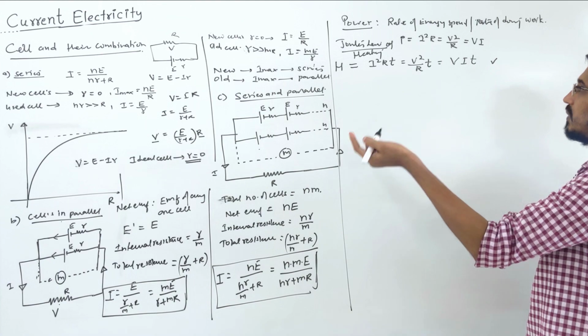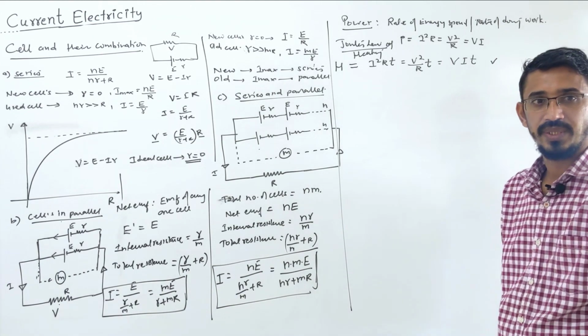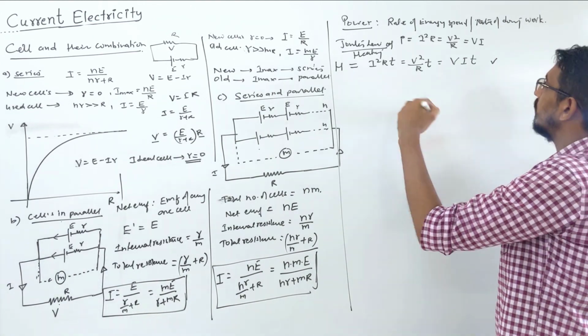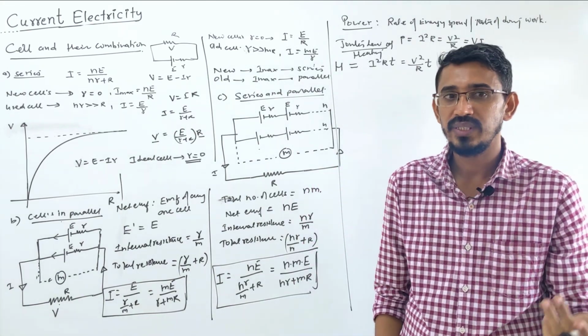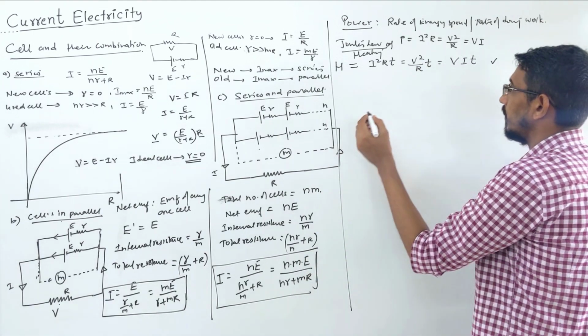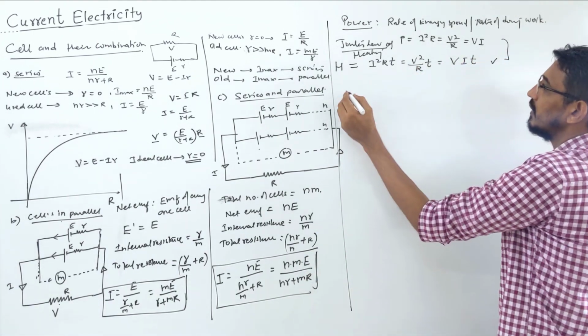Apart from this I will tell you some special shortcuts also. Here one thing we have to do, they ask something called maximum power through a circuit. So let's write that point. The formula is this much only we have.